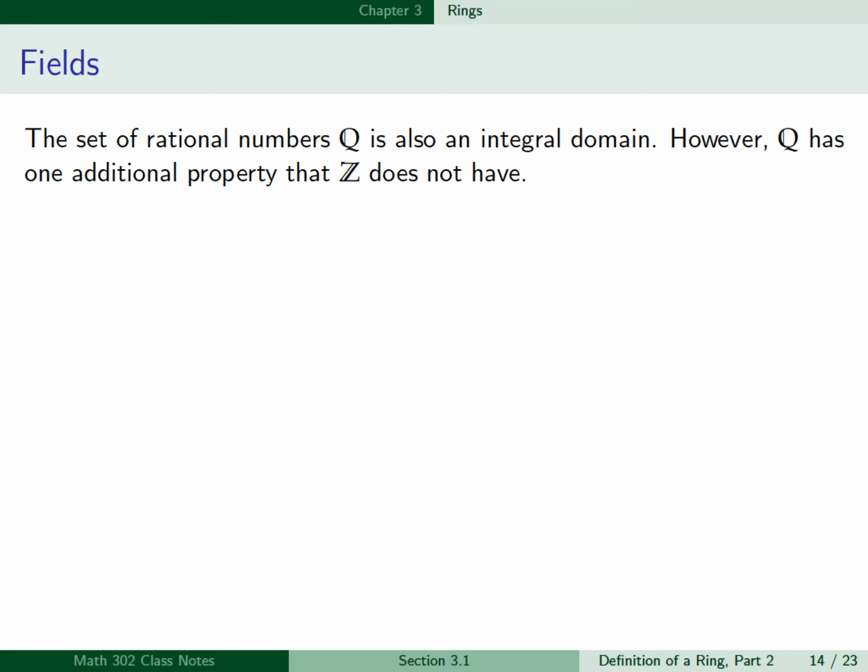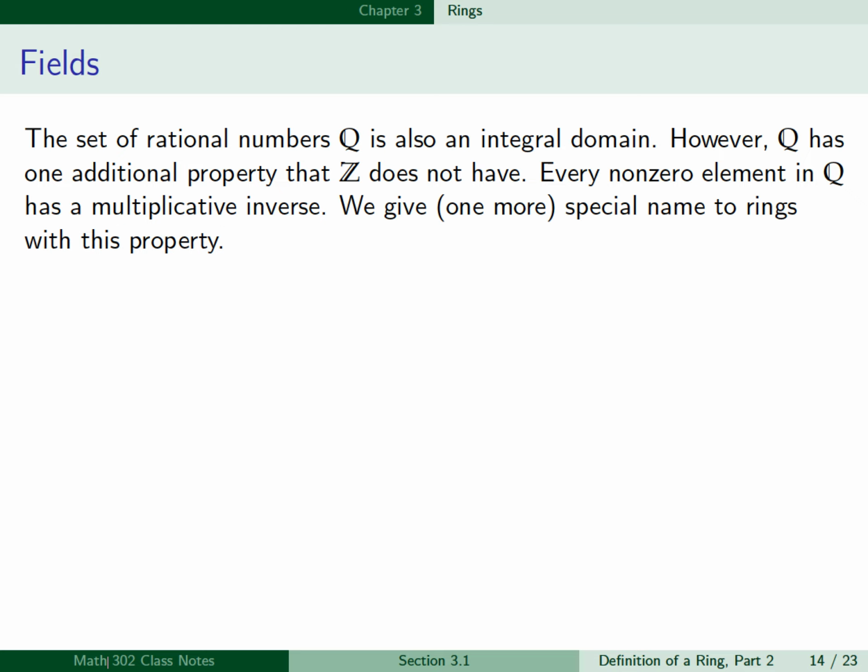So we have one more special type of ring to consider, and that's a field. The set of rational numbers Q is also an integral domain. However, Q has one additional property that Z does not have. Every non-zero element in Q has a multiplicative inverse.